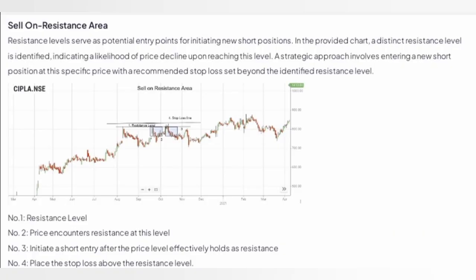Resistance area. Number 1, resistance level. Number 2, price encounters resistance at this level. Number 3, initiate a short entry after the price level effectively holds as resistance. Number 4, place the stop loss above the resistance level.